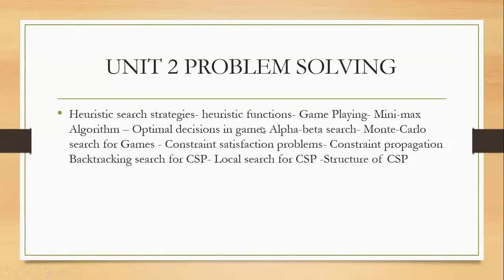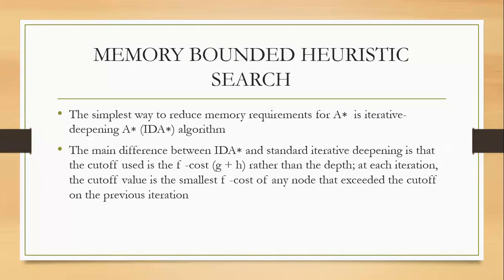As per our syllabus, this is the portion for Unit 2: Heuristic Search Strategies, Heuristic Functions, Game Playing, Minimax Algorithm, Optimizations in Games, Alpha-Beta Search, Monte Carlo Search for games, Constraint Satisfaction Problems, Constraint Propagation, Backtracking Search for CSP, Local Search for CSP, and Structure of CSP.